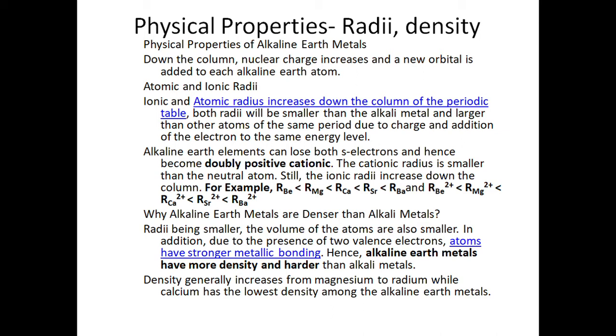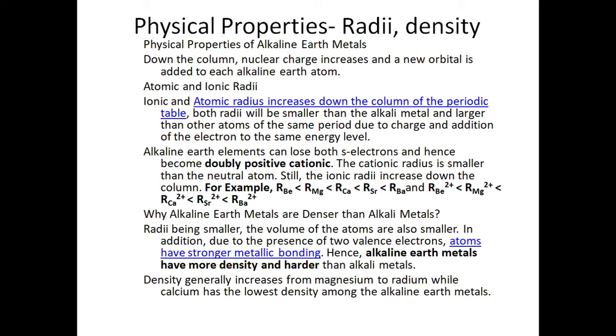Alkaline earth elements can lose both s electrons and hence become doubly positive cations. The cationic radius is smaller than the neutral atom. Still, the ionic radii increase down the column. For example, beryllium radius is less than magnesium, then calcium, strontium, and barium radius is maximum. Similarly, for ionic radii, beryllium ion is smallest while barium ion radius is maximum and barium ion is largest.